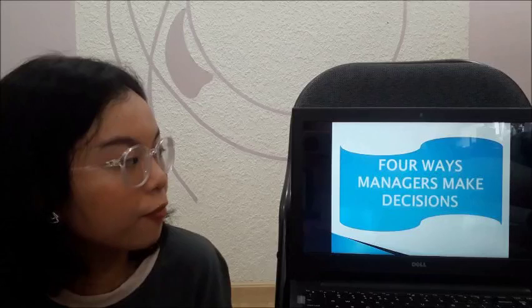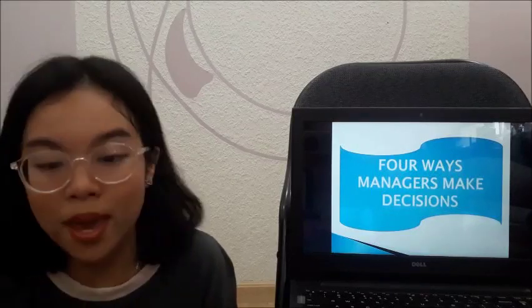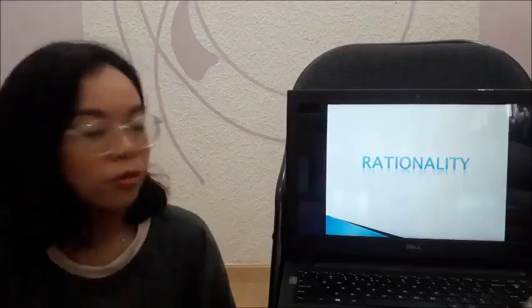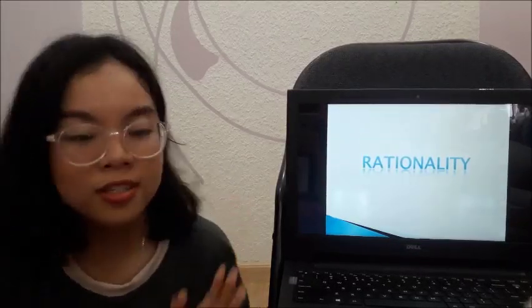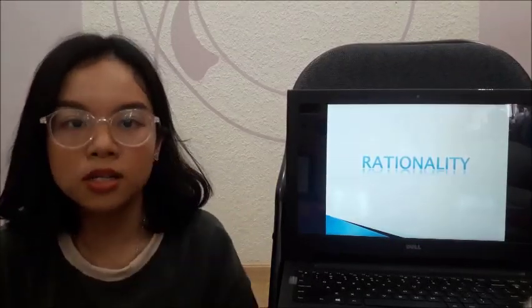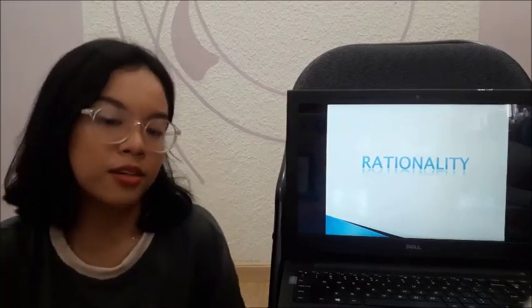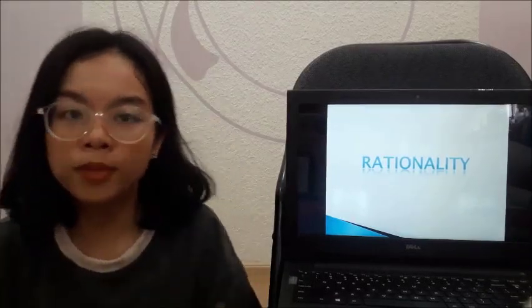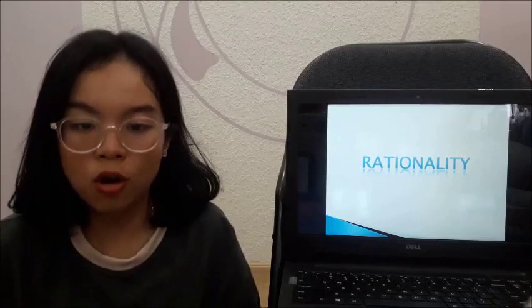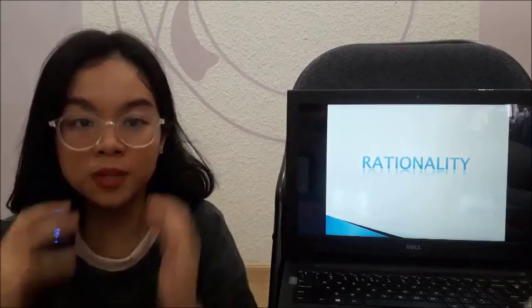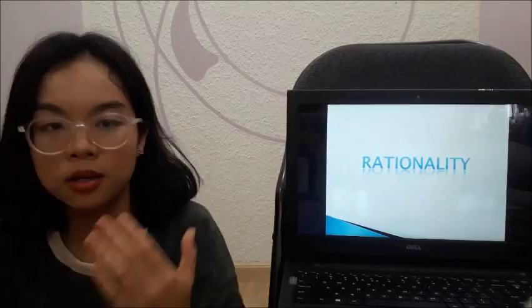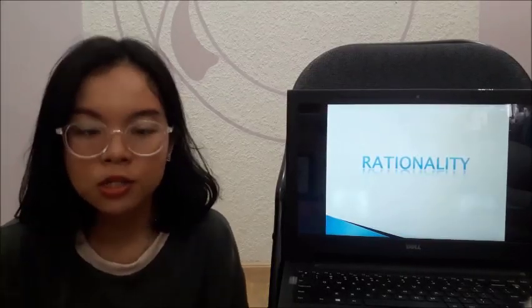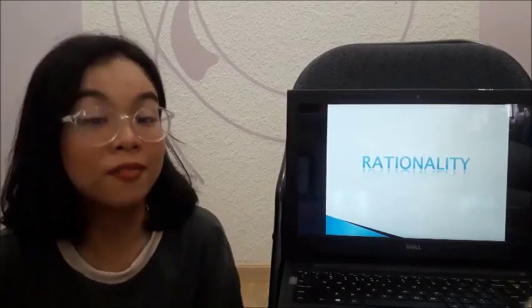Now let's look at 4 ways managers make decisions. So the first one is rationality. So for this, the problem faced must be unambiguous and the decision maker should be objective and logical, have a specific goal, and know how to select the possible alternatives to maximize the value.